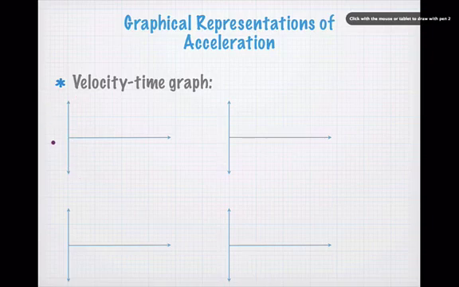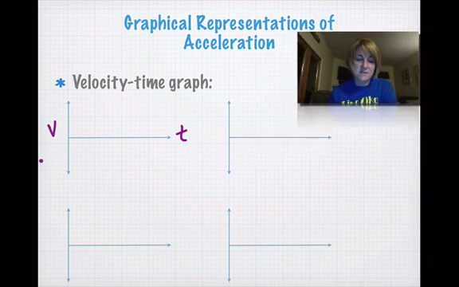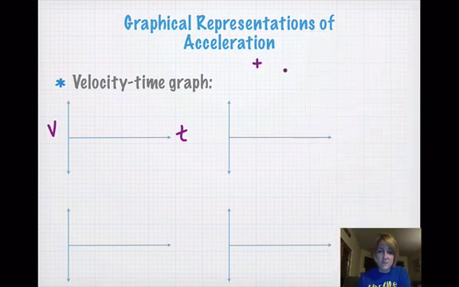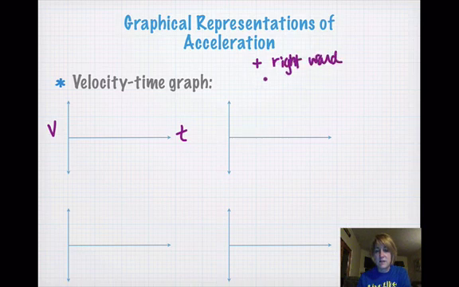But this time we're going to plot velocity versus time. So velocity is going to be in meters per second, for example, and time will be in seconds. Let's say that a positive velocity, or the positive direction, is again to the right, and negative is to the left.